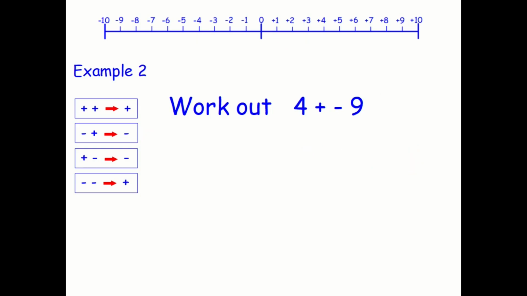Example number 2. Here I've got a plus and a minus next door to each other. So I'm going to use the rule here. A plus and a minus become a minus. And then the question just becomes 4 minus 9. Well, 4 minus 9 takes you to minus 5.